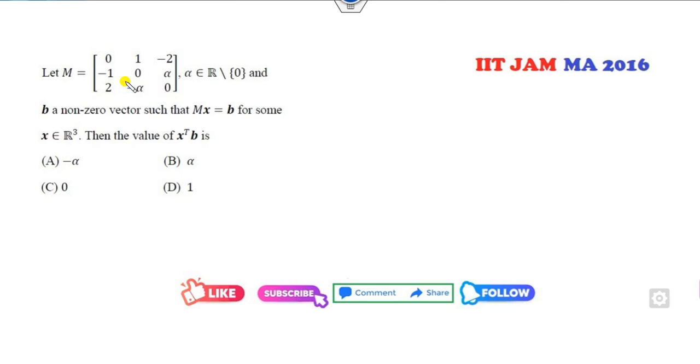Okay, look at this another one. M is given to be here. B is a non-zero matrix, such that Mx is equal to b. Then your target is to find this. Firstly, I can write this value. It means I have to pre-multiply by x transpose on both sides. Fine. So my target is to find this value, so equivalently I can find this value.